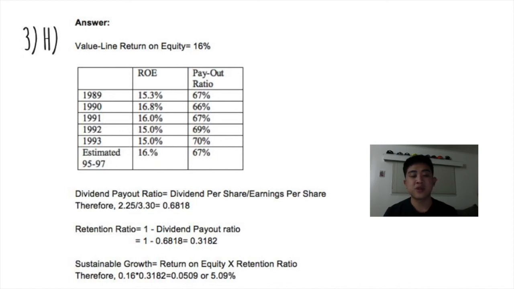To find sustainable growth, the formula is return on equity multiplied by retention ratio, which is 16% multiplied by 0.3182, and we get an answer of 5.09%. This implies that the growth rate of 7.5% might be a little overvalued for a growing company.